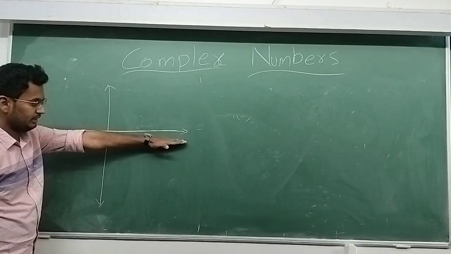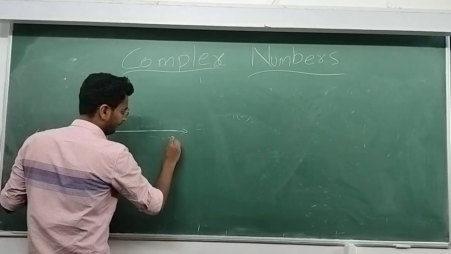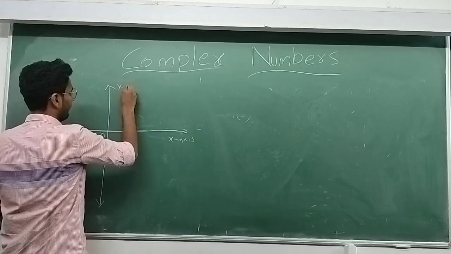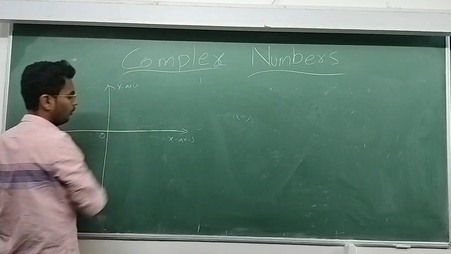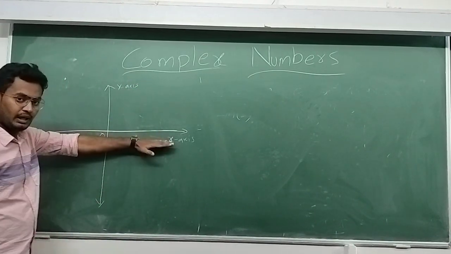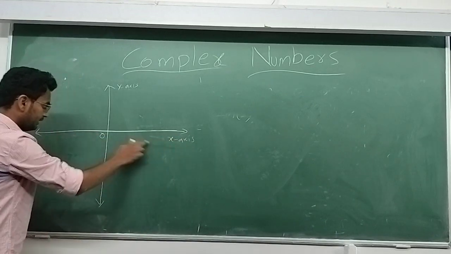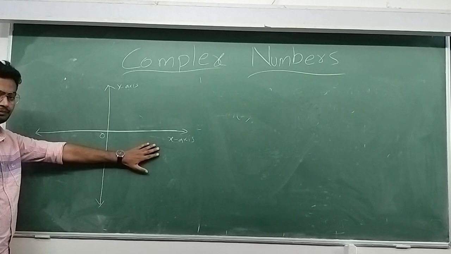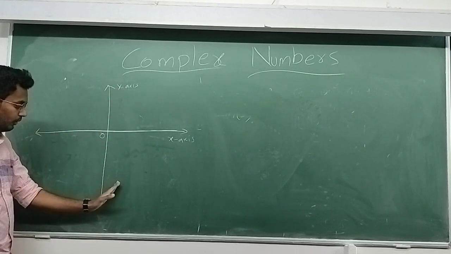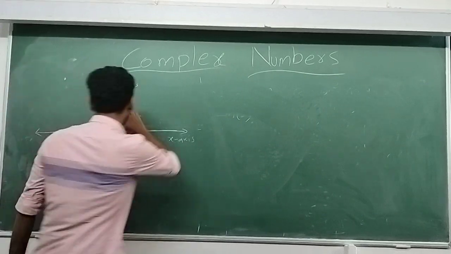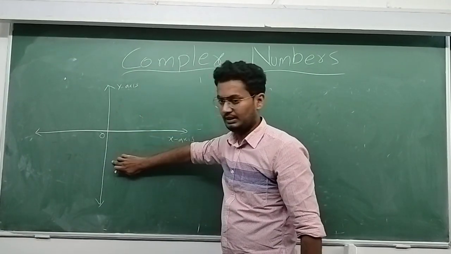In 2D space, this is the x-axis, right? This is the x-axis, this is the y-axis. In the complex plane, this x-axis is known as the real axis. ये x-axis जो है इसे real axis कहा जाता है in complex plane. Okay, and this y-axis is known as the imaginary axis. ये y जो है, this is known as the imaginary axis.